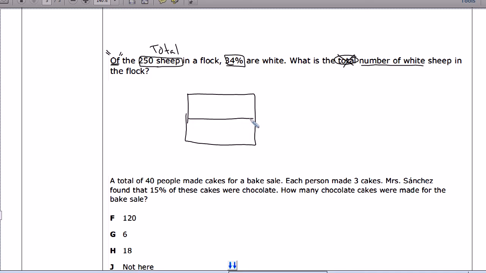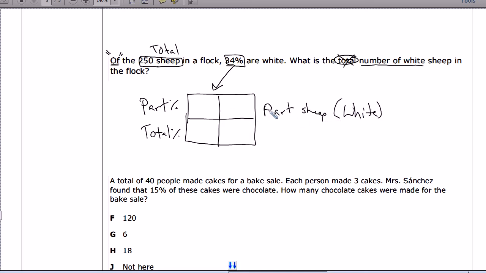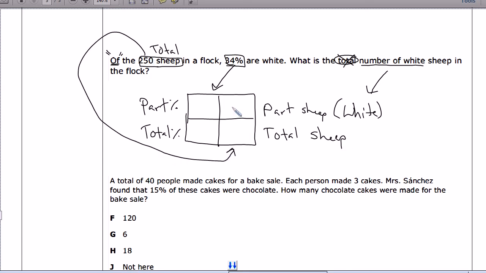So there's my proportion box. Make sure you put the part of the percent right here. The total percent, you know it's always going to be 100. Then put the part of the sheep. In this case it is the white sheep that we're looking for. We don't know that number. And the total sheep, we do know. That's this number right here. Okay, so don't draw all these arrows that I'm drawing right now on your notes. I want you to actually put the numbers inside the box, and I want you to cross multiply and divide like we did before.